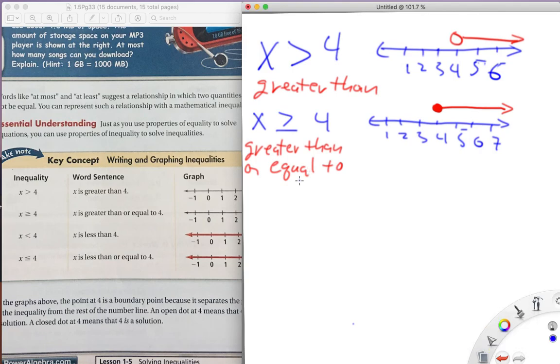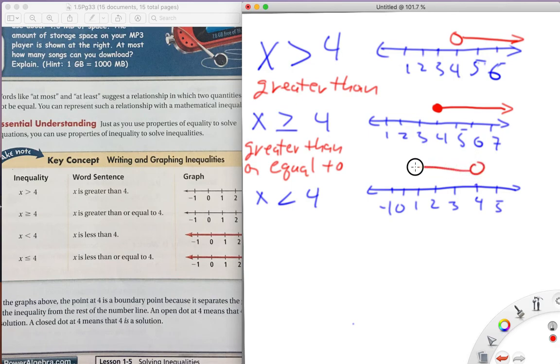If we have x less than 4, we have this number line. Let's put 4 here: 4, 3, 2, 1, 0, -1. We would have an open circle at 4 and go to the left. So this is less than.